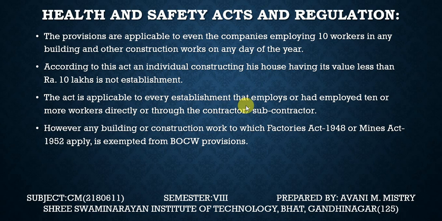The Act is applicable to every establishment that employs or had employed 10 or more workers directly or through the contractor or subcontractors. Okay, that means contractor और subcontractor के द्वारा जो भी 10 workers आते हैं, okay, तो इसके लिए ये रूल एप्लीकेबल है और ये एक्ट एप्लीकेबल है. However, any building or construction work to which the Factories Act 1948 or Mines Act 1952 apply is exempted from the BOCW provisions.